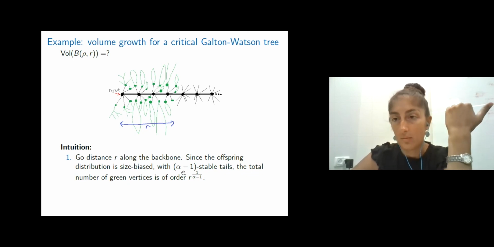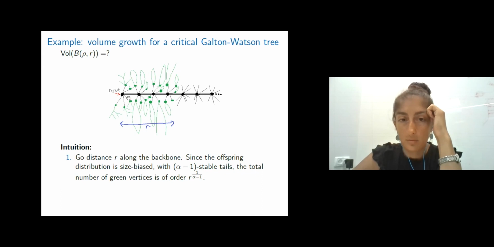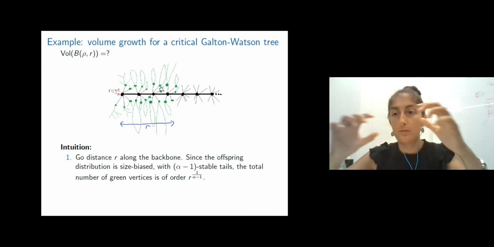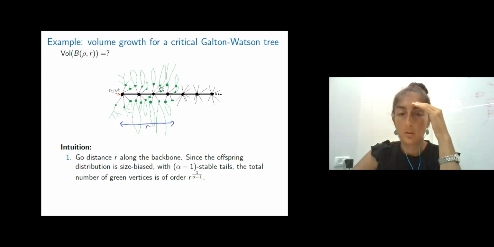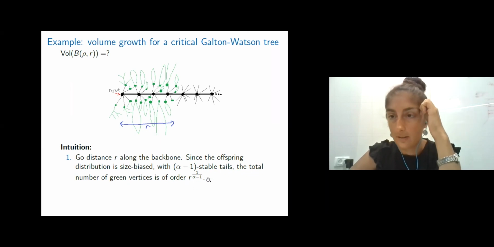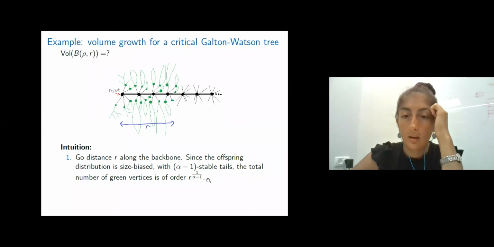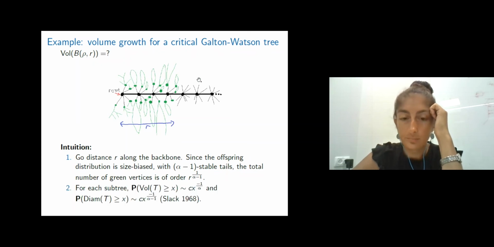So from the previous theorem, we immediately get that the total number of offspring emanating from this backbone just at the first level, i.e. the green vertices, is really of order r to the 1 over alpha minus 1. And then what we have to think about is what happens to the subtrees that we attach here.